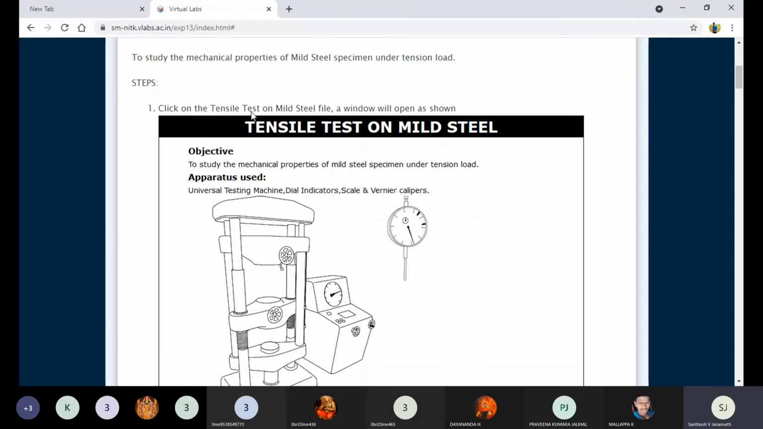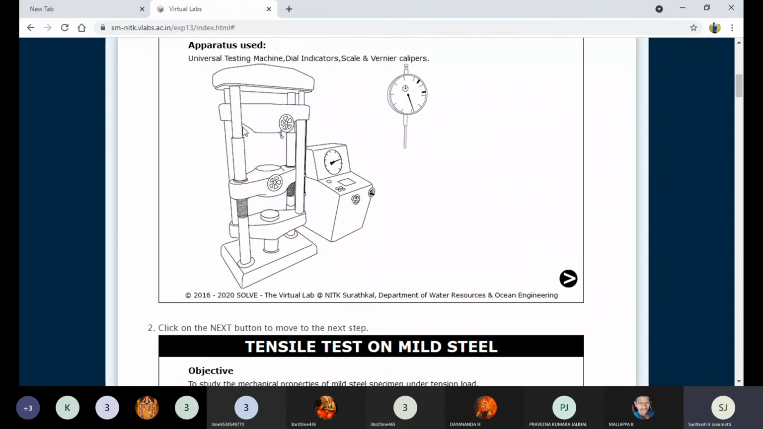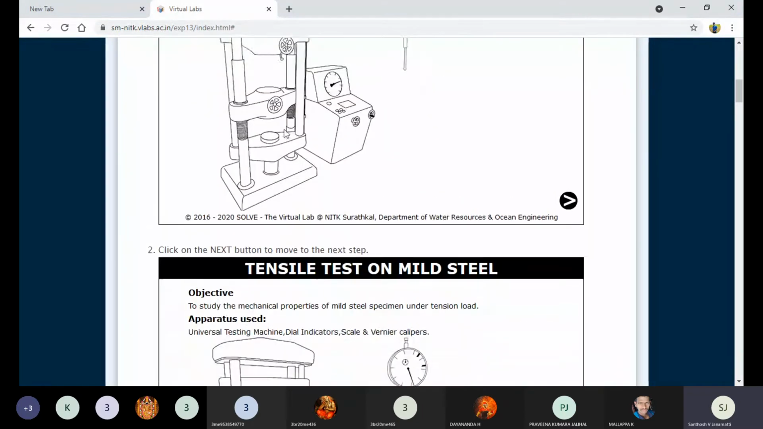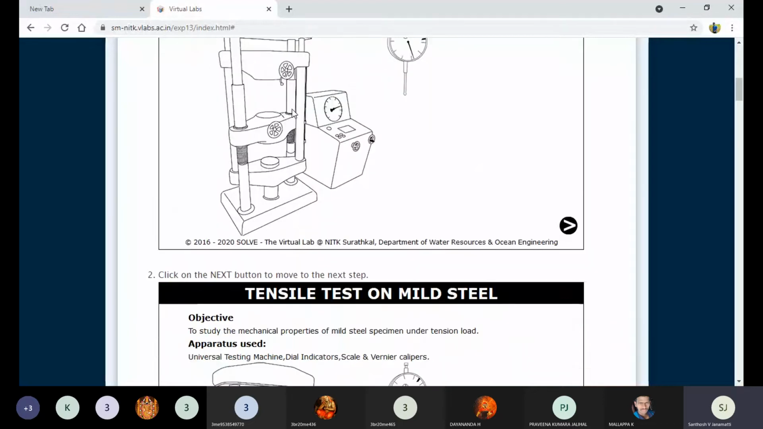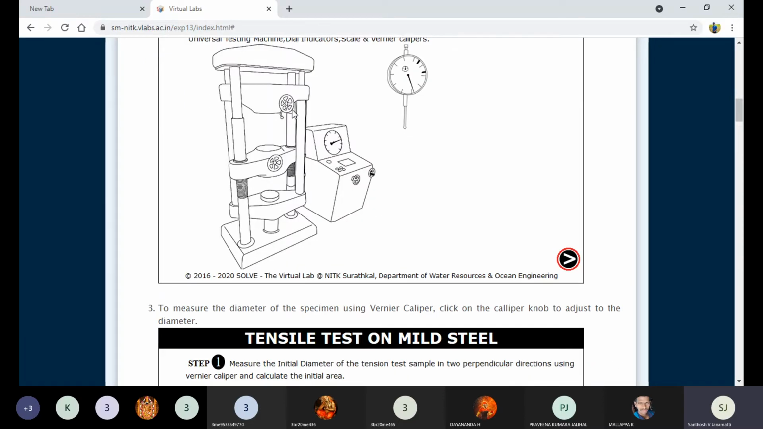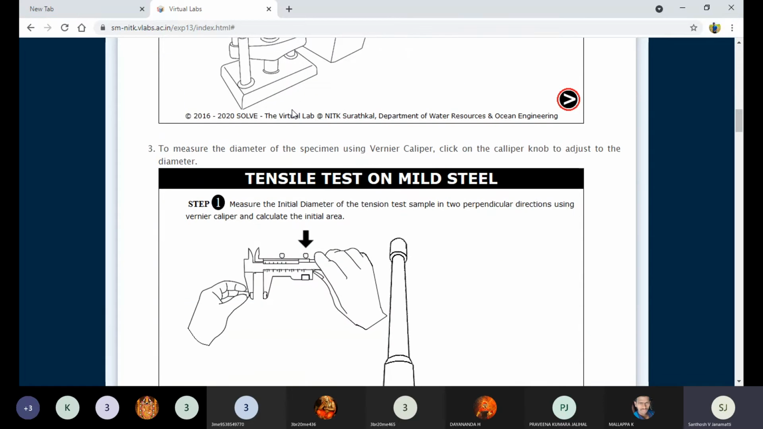So step one: here we can see the UTM machine. This experiment is particularly conducted in the UTM, the universal testing machine. There are four major experiments we can perform in this single machine. As we can see, this is the UTM machine. I think you have already gone through this in your diploma, definitely, I know. So once again we will go through this.